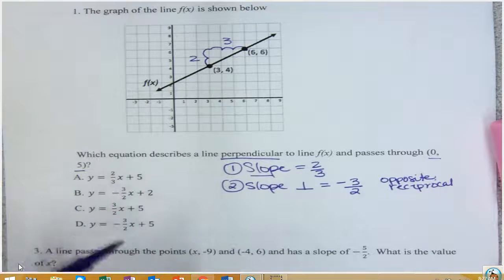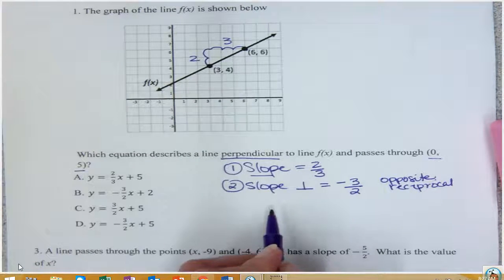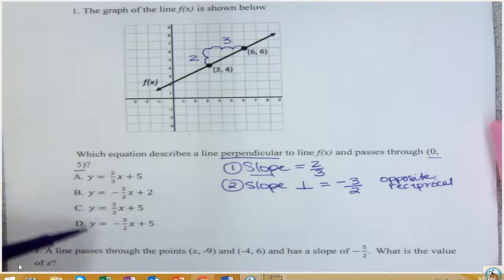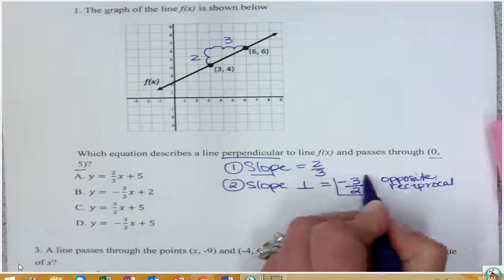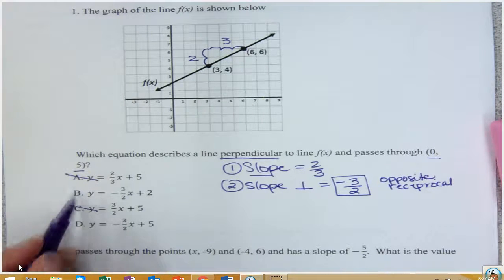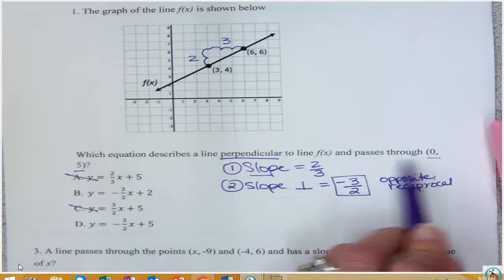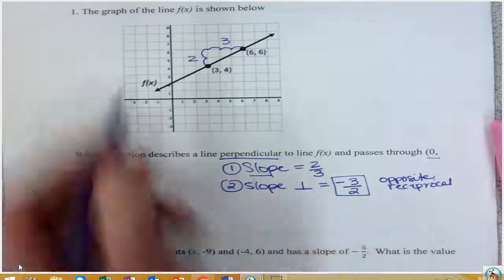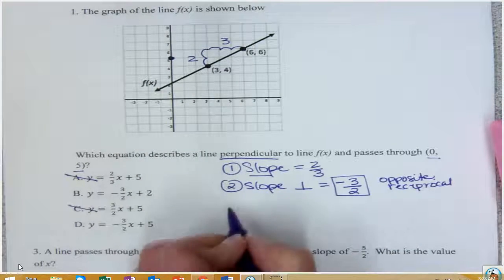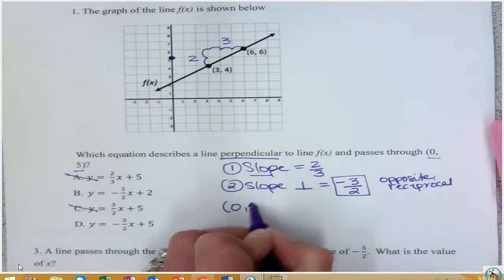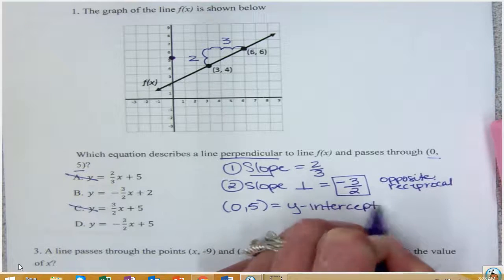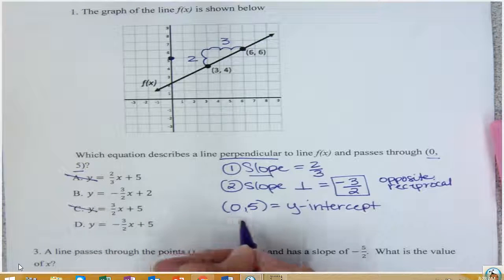Alright, now you're going to look at which of these have the correct slope, because obviously the answer has got to have the correct slope. You can cross out A and you can cross out C. So now we're left with B and D, and we need the line to pass through 0, 5. Well, 0, 5 is right here. That is our y-intercept. They gave that to you, so we don't even have to find it.